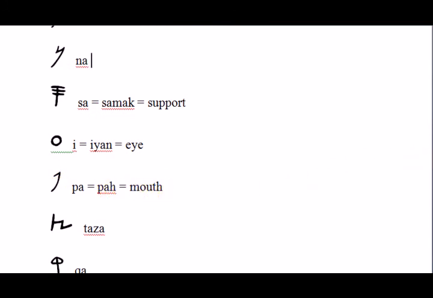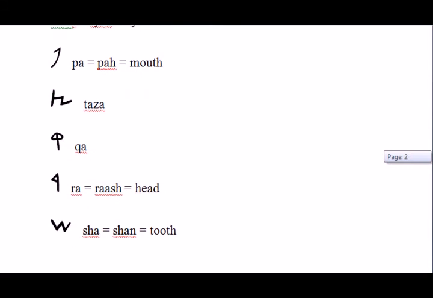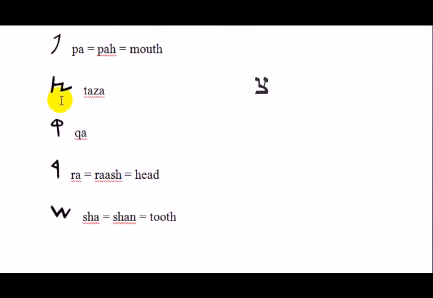All right, the next letter is tazah. Here's the pronunciation, tazah. There's no meaning for it. The next letter is qua, pronounced "qua." There's no meaning for it. The next letter is ra. You have the ra pronunciation, which comes from the Hebrew word rosh, which means head.